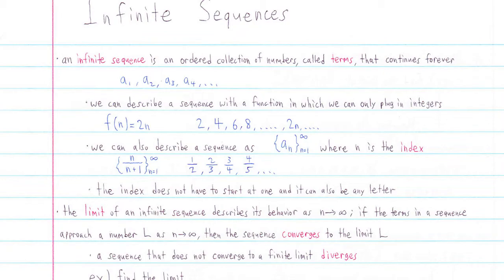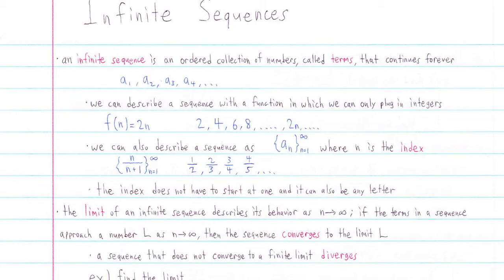So one way to describe a sequence is as a function where the domain is only integers. For example, if we had that sequence of even numbers, we could represent it as a function of n, where f of n equals 2n. But we can only plug in integer values for n. So if we start at n equals 1, then the first term would be 2, and when n equals 2 it would be 4. If we plug n equals 3 in, it would be 6, and so on. But we can't plug in n equals 1.5 or anything like that.